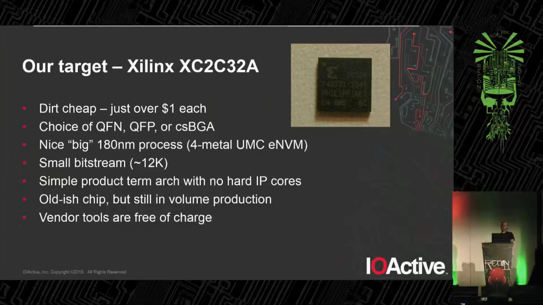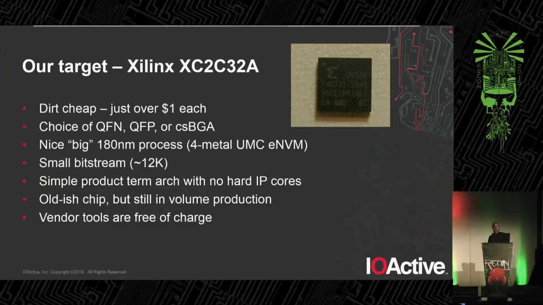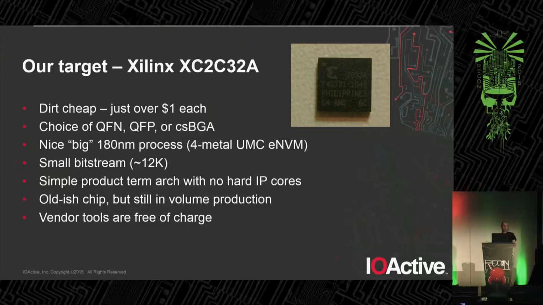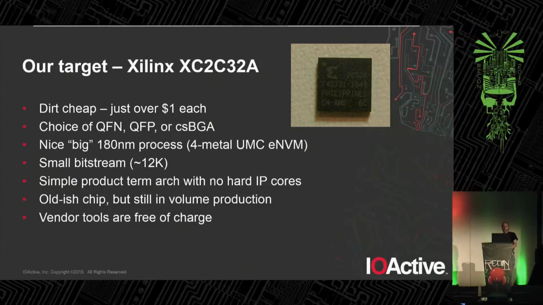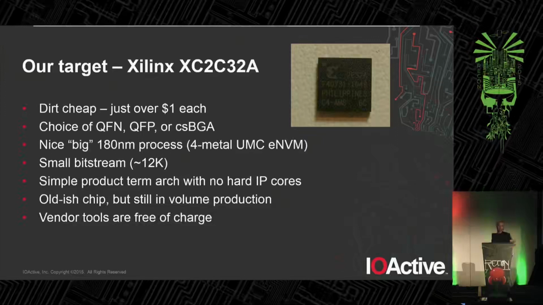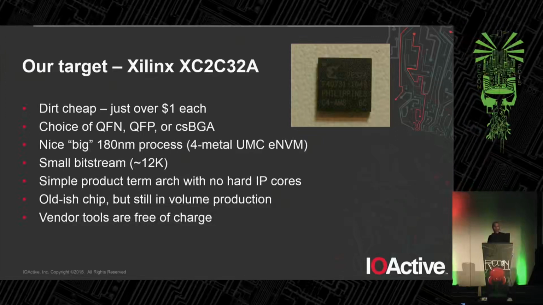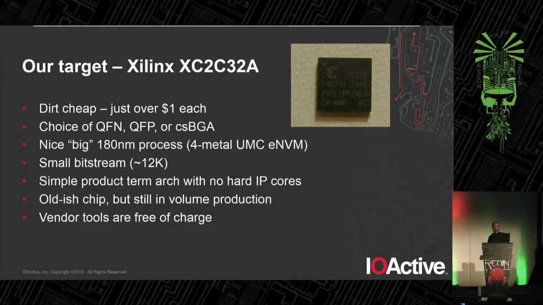It's a nice, friendly 180 nanometer process, 4-metal UMC, so you can actually read out most of the upper metal layers optically. You don't have to bother going into the electron microscope except for the lowest layers. So that helps. It's a lot easier to use an optical microscope than a SEM. It's a lot quicker to shoot a lot of images quickly.